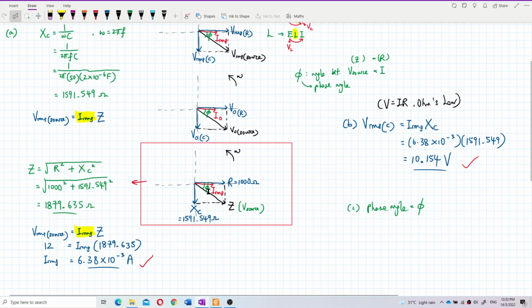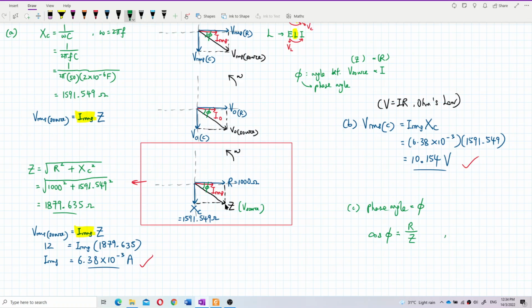There are several ways to find phi. It's just Pythagoras theorem. Phi is the angle between R and Z, or current I with V source. You can use cos phi, which is trigonometry: adjacent over hypotenuse. R is adjacent, and Z is the hypotenuse.